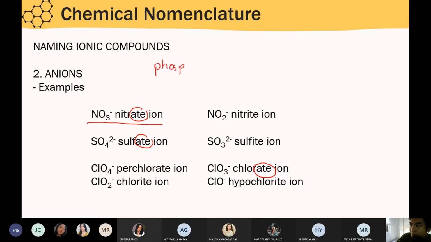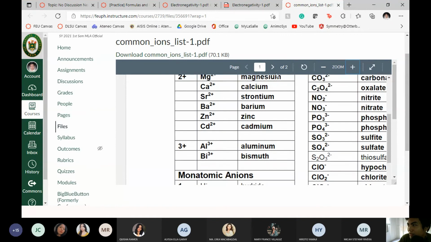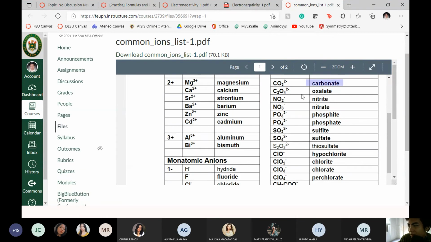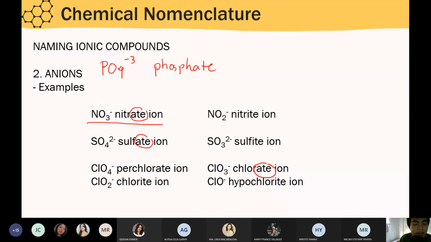For phosphate, it's PO4 negative 3. So you just have to remember all these things. Kabisado-kabisado lang yan. That's why I uploaded in Canvas this list of the anions that you have to remember. As long as they end with the suffix -ate, that means they are common oxyanions. So carbonate, nitrate, phosphate, sulfate, chromate, chlorate, acetate, all those things. If they end with -ate, that means they are common oxyanions, and you have to remember them na lang.